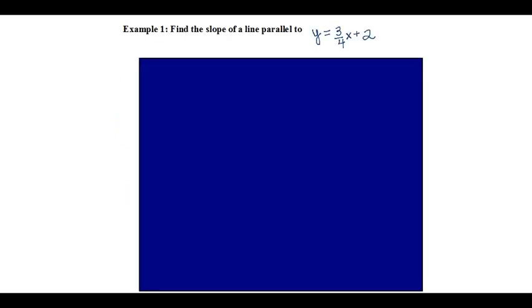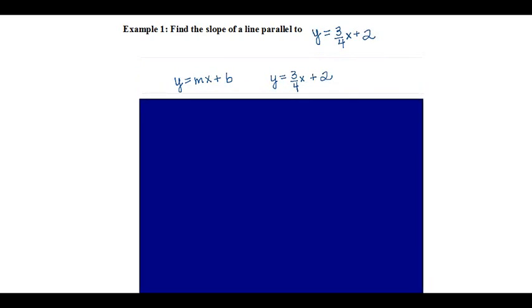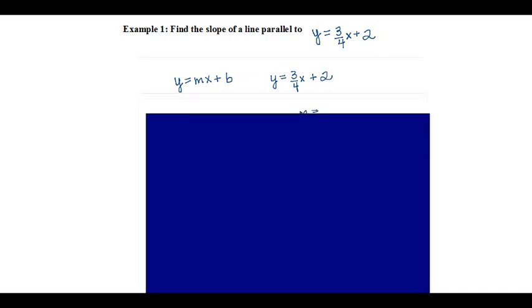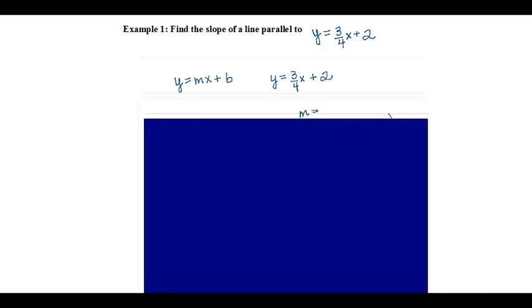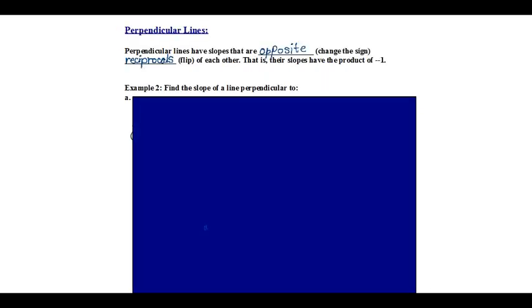Looking at example 1, it says find the slope of a line parallel to y equals 3/4 x plus 2. So if we remember that y equals mx plus b, where m is our slope, then we're dealing with this equation in terms of our 3/4 x plus 2. So what does m equal? Where is our slope? It's in front of x, it's m, and so what do we have in front of our x? It is going to be that 3/4. So whenever I answer what the slope is, notice that I'm just going to write 3/4.